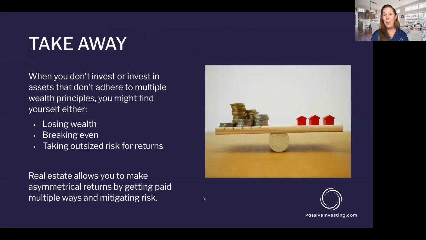All right, so the takeaway here: when you don't invest, or you invest in assets that don't adhere to multiple wealth building principles, you might find yourself losing wealth, at most, if you're lucky, breaking even, or having to take outsized risk in order to achieve a return. Now, real estate allows you to make asymmetrical returns by getting paid multiple ways and helping you mitigate risk.